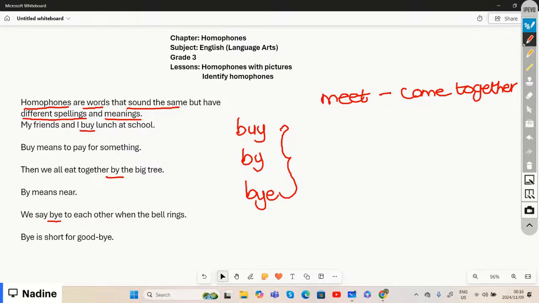What is another word that sounds the same as meat? Can you think of another word that sounds like meat?